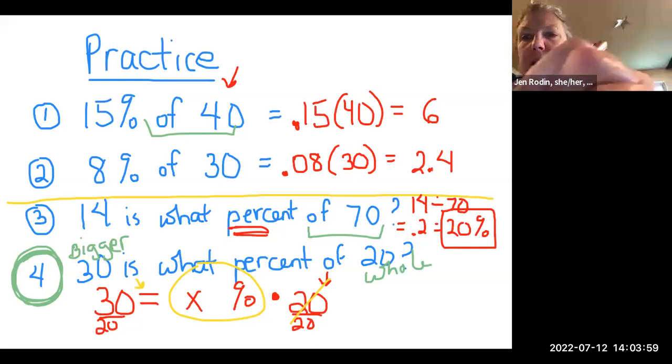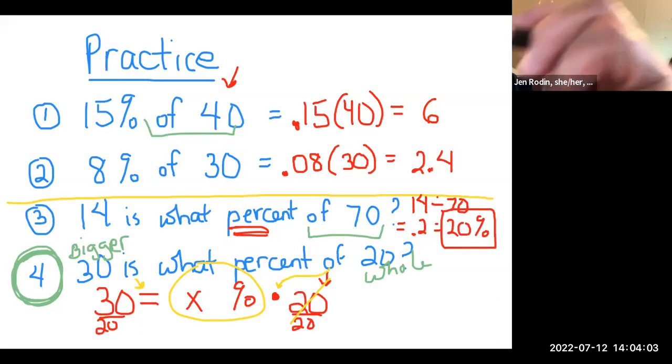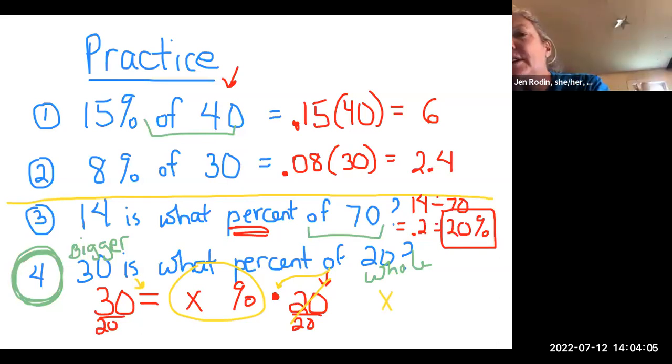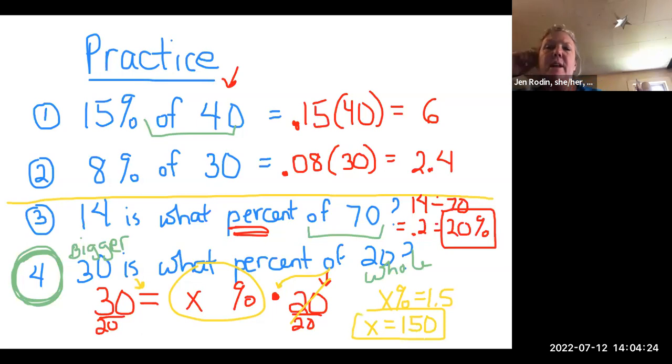Good job. That is "is" and "of" means multiply. So x percent equals 1.5. So we can go that way too. We still have to get the percent off of it, so multiply both sides by 100. 150. So that would be that one. 150%.